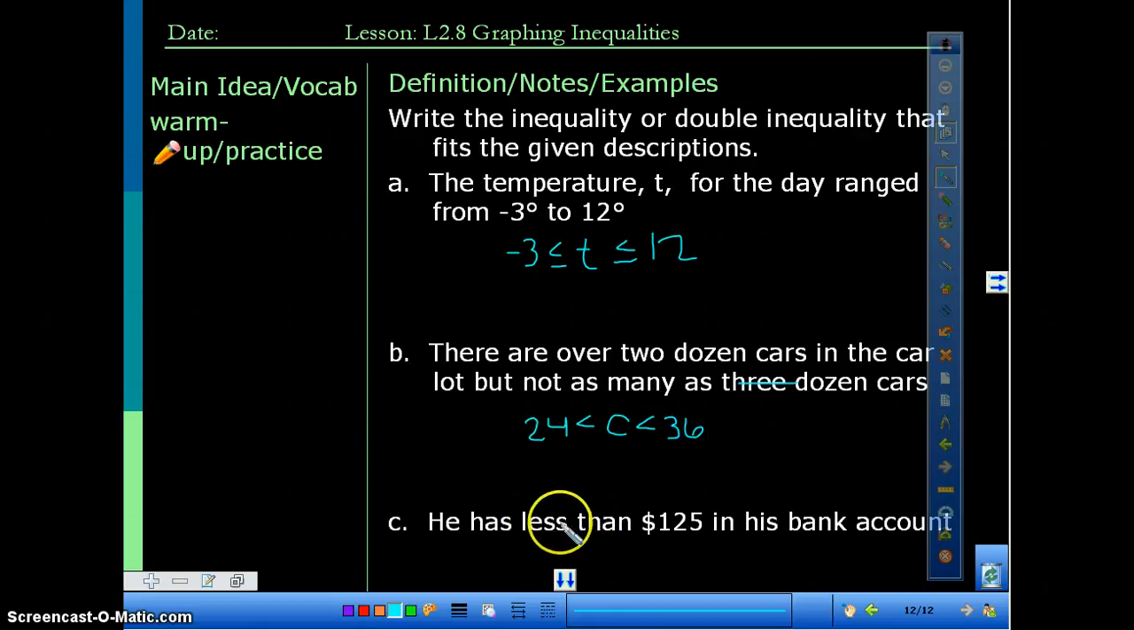Next, it says he has less than $125 in his bank account. I know that the number of dollars he has is less than, not equal to, but less than 125.